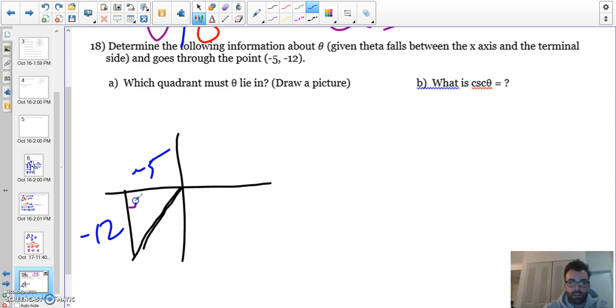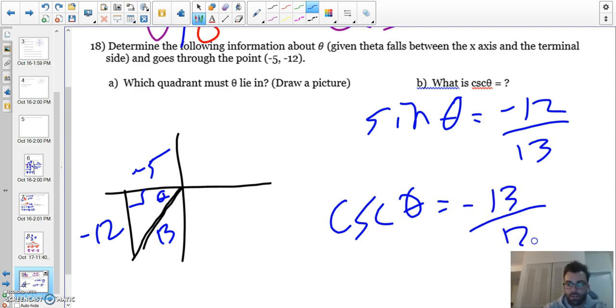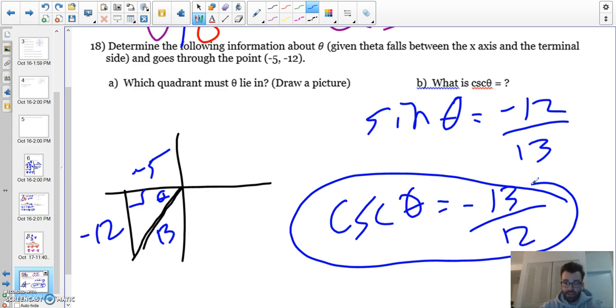So to find my third side, I use that Pythagorean theorem. 5 squared plus 12 squared equals x squared, and you should get 13. There's theta. Okay. What is the cosecant of theta? Well, I know the sine of theta is opposite over hypotenuse, so -12 over 13. So the cosecant of theta is its reciprocal function, 13 over 12. Doesn't matter if the negative is on the bottom or the top. Either way, the fraction will still remain negative. So if you put the negative down here with a 12, that's totally fine.